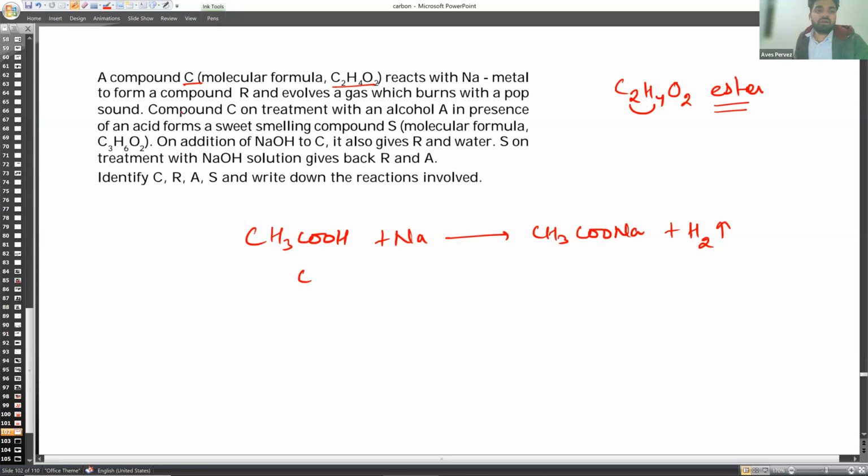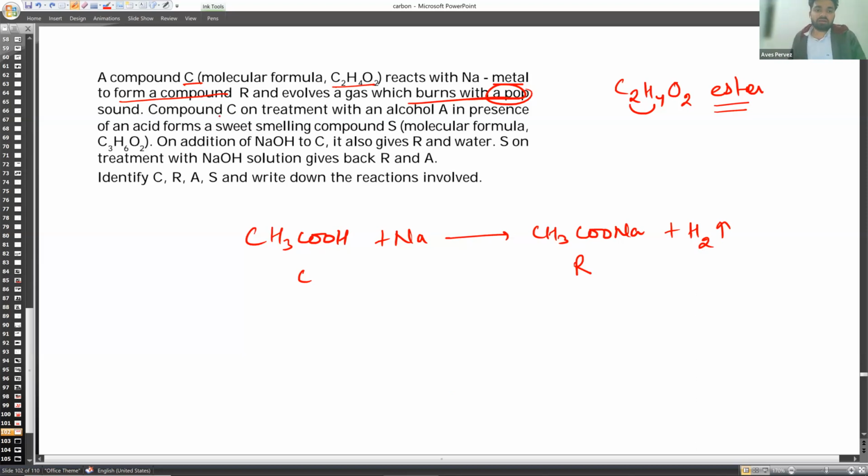Here it is written, metal forms a compound R and evolves a gas which burns with a pop sound. Pop sound only means hydrogen gas burns with a pop sound. Got it? Yes, sir.